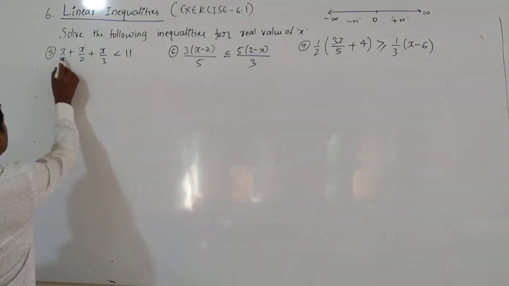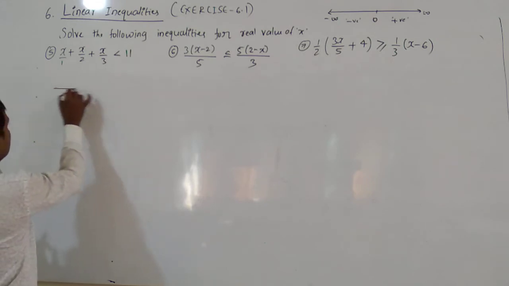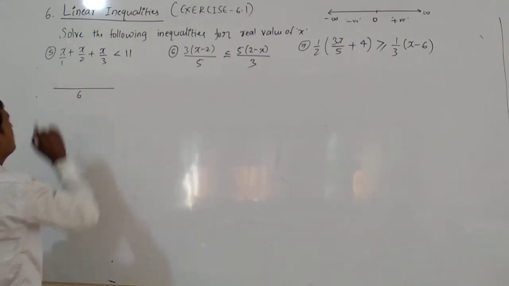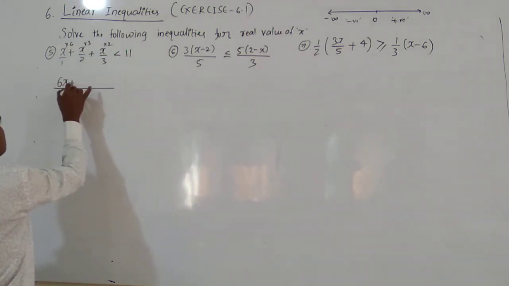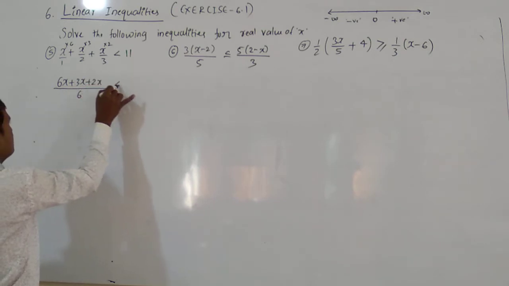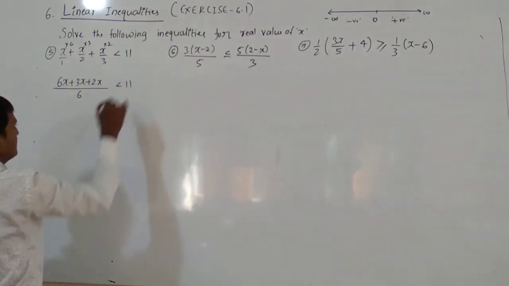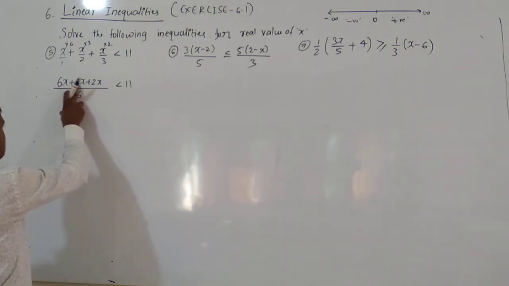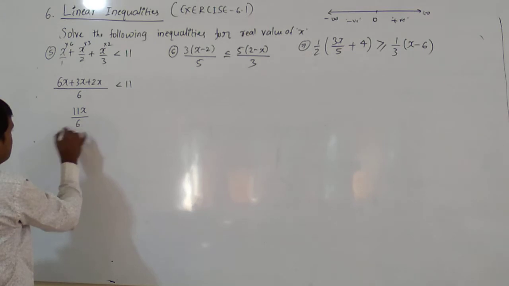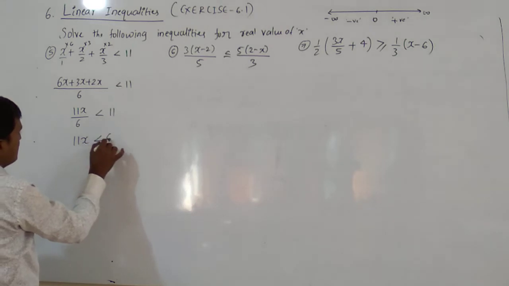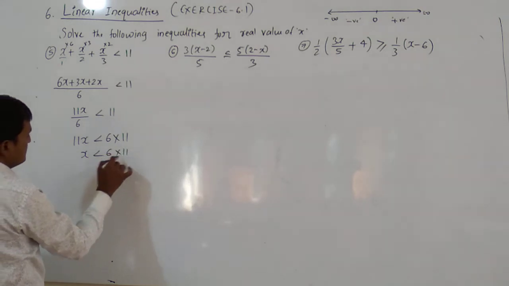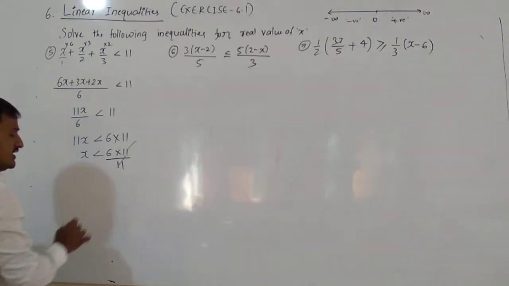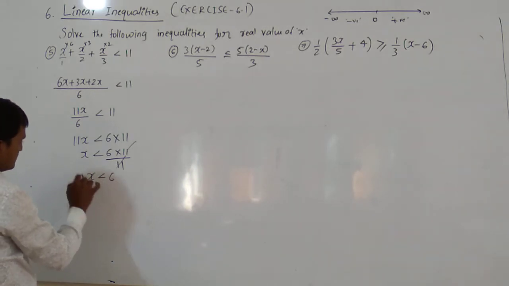So here, see, there is nothing here, so it is 1. Now what is the LCM? 6 is the LCM. Here you should multiply 6, here you should multiply 3, here you should multiply 2. 6x plus 3x plus 2x which is less than 11. Now this becomes 11x divided by 6 which is less than 11. Take this 6 to this side, 11x is less than 6 into 11, or take this 11 to this side, 6 into 11 divided by 11. 11 and 11 will get cancelled, x less than 6, right.